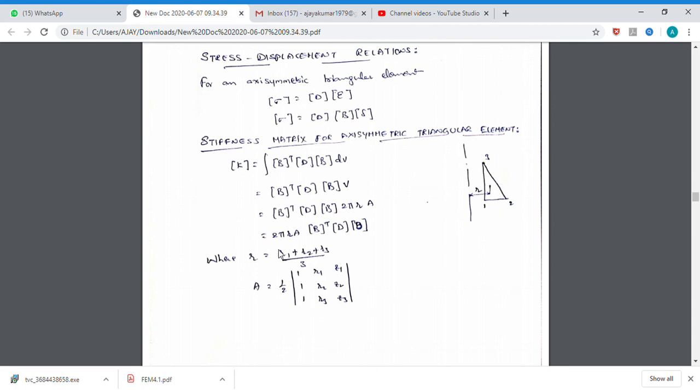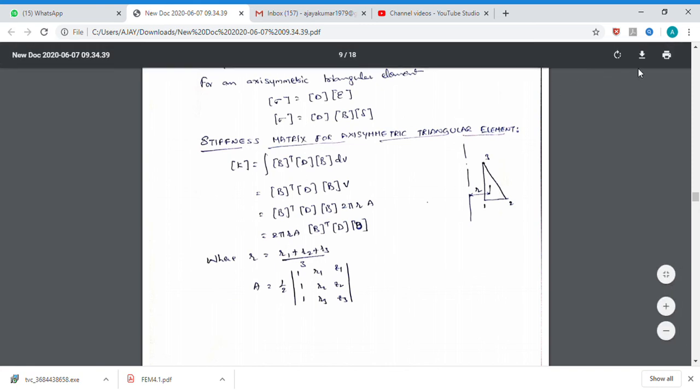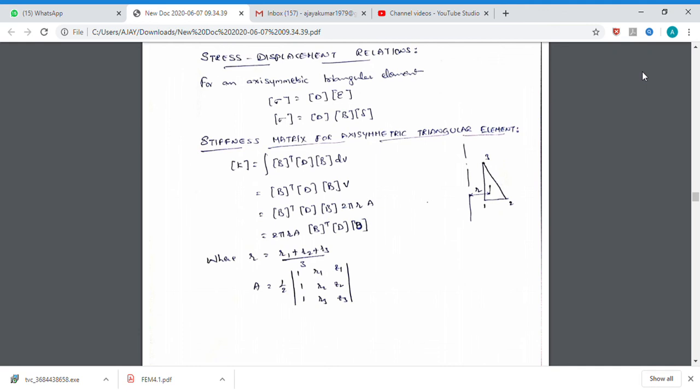By using these relations, whatever equations we derived in the last class and this class, we will solve some problems on axisymmetric type elements. Now I will stop my class. I will continue in the next class. If you have any doubts, please ask me.